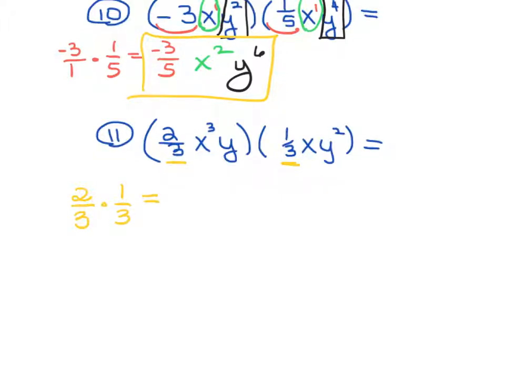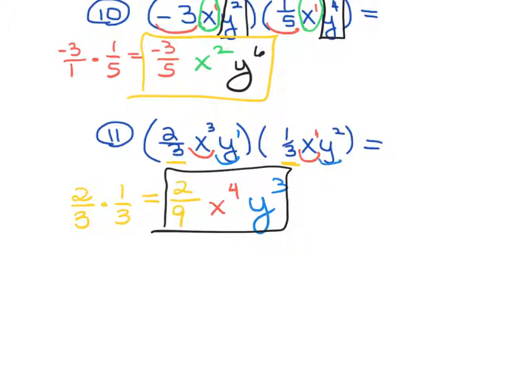Now, when possible, I always look to see if I can simplify before I multiply. I can't simplify anything here, so I'm going to multiply the numerators and the denominators, and I get 2/9. Now I'll go back, look for my like variables. Again, this x needs an assumed 1, so 3 plus 1, and I get x to the 4th. I'll go back, look at my y's, assume a 1 on that one, 1 plus 2, y to the 3rd. So final answer, 2/9 x to the 4th, y to the 3rd.